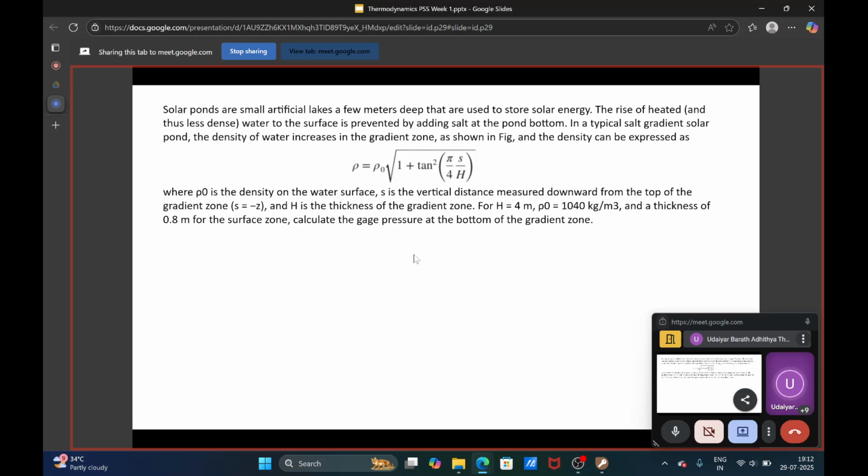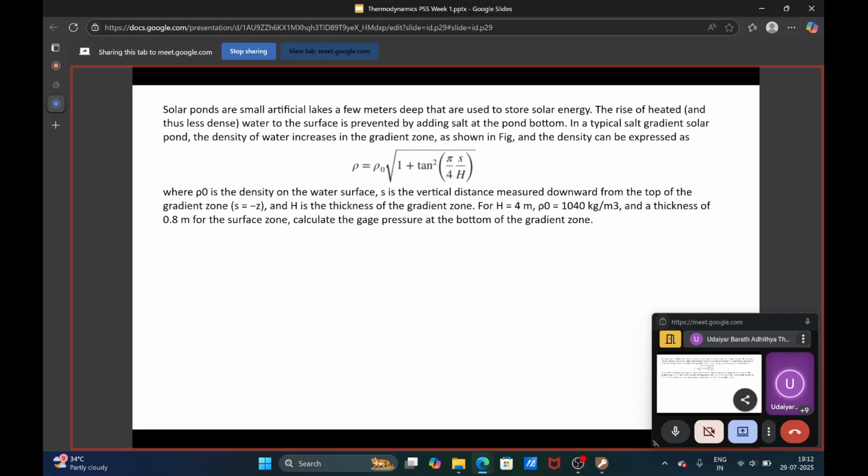Suppose you assume a tank, which is like a solar pond. At the bottom you are adding salt to make the bottom layer of the water more dense. So there is a density gradient from top to bottom. The bottom is of higher density, and at the top you have a lower density. This is done basically so that there is no circulation of water.